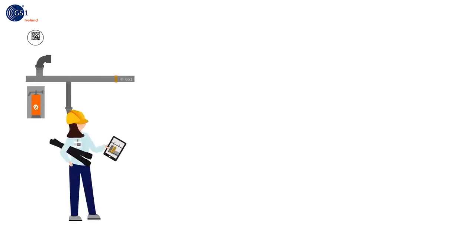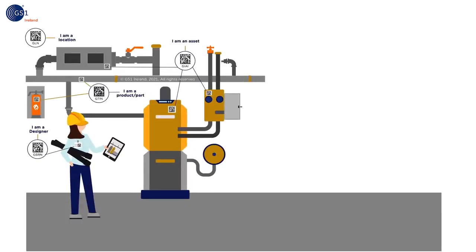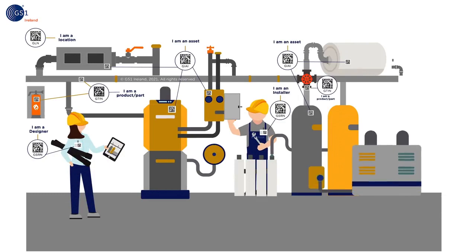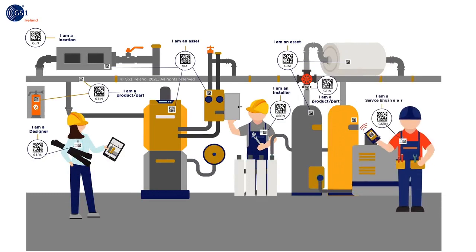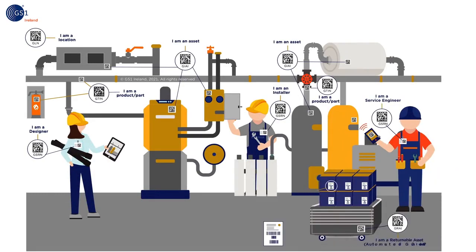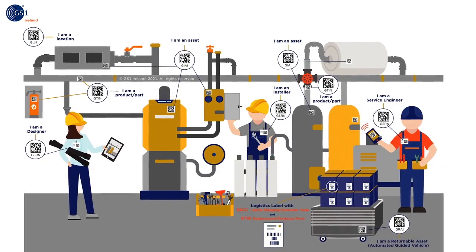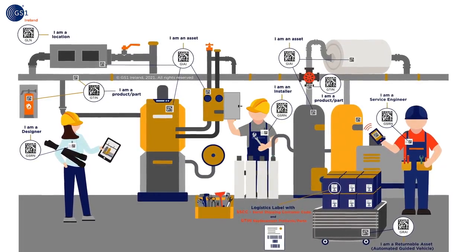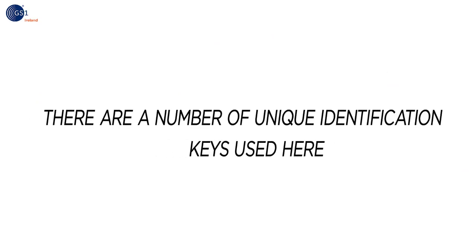GS1 standards and identifiers make the entire building lifecycle more efficient, from design through to procurement, commissioning, handover, ongoing maintenance, and recycling. Let's see where GS1 standards and asset tags can help in an example plant room setting. There are a number of unique identification keys used here.